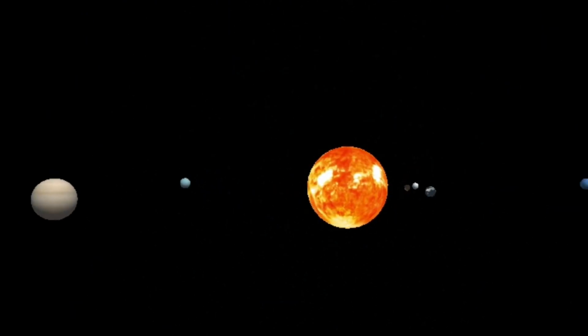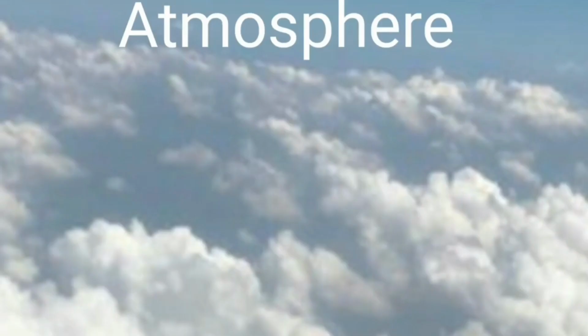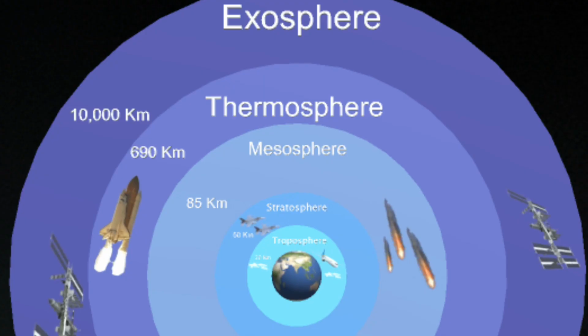Next is about the atmosphere. The layer of gaseous envelope surrounding the earth is called atmosphere. It has many significant roles to play, such as protection from ultraviolet rays. Actually, this atmosphere protects us from ultraviolet rays of the sun, and helps in the mode of communication. We can talk with each other due to the presence of atmosphere.